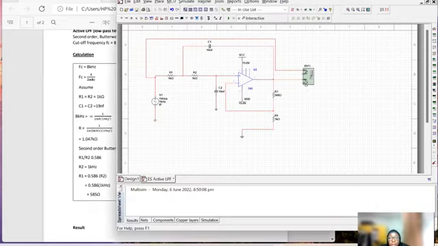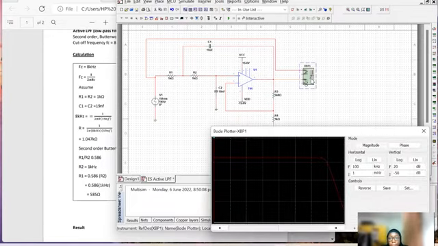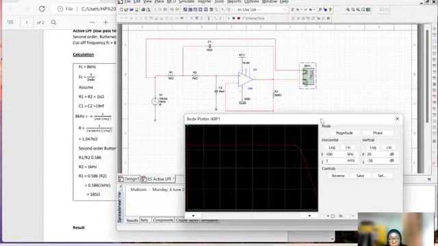And here is the circuit that I did. For the simulation, this is the circuit that I already constructed. So for the output, this is my output, and it's supposed to be 8.6.